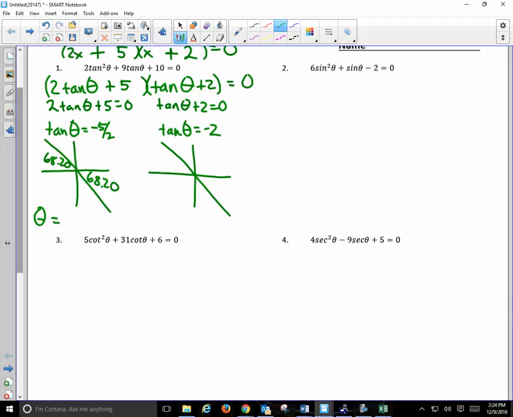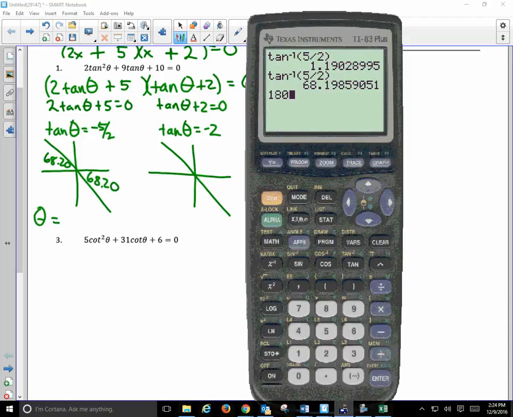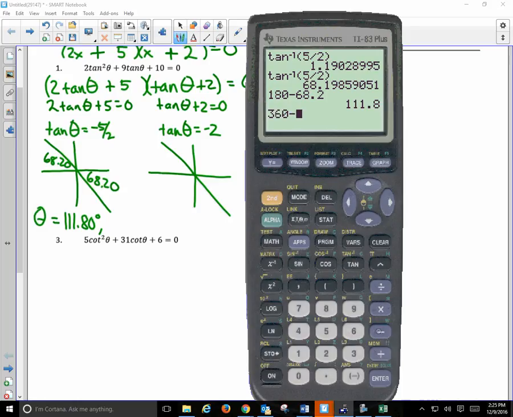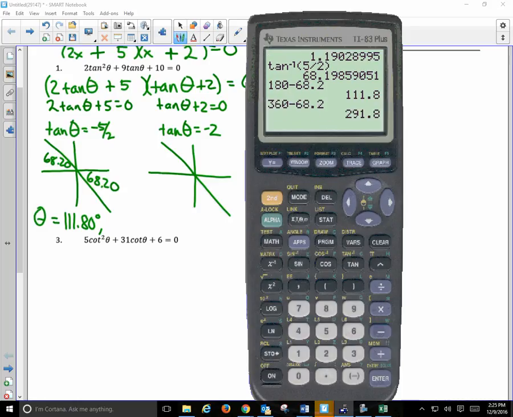So how would I find this first angle here? 180 minus 68.2. And then, what do I do next? Here, Jesse. 360 minus 68.2. And I get 291.8.